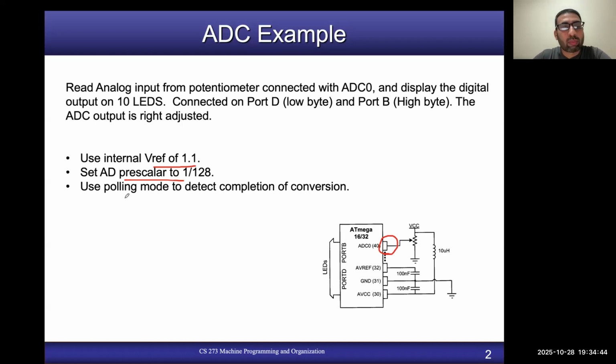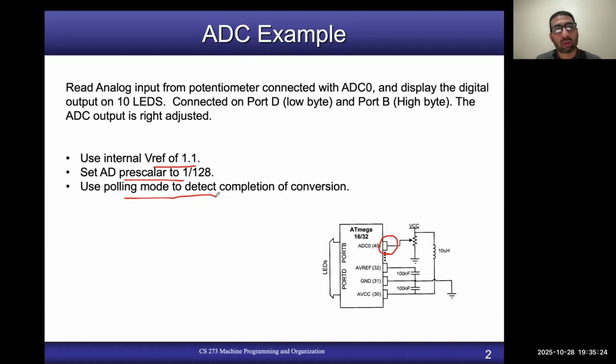And also you need to use the polling mode to detect completion of conversion, which means that you are not using interrupt mode. Remember last time we talked about that once your conversion of an analog signal into digital form is completed, a flag is set, which is the ADIF flag, right? But then once the data is ready in digital form, we need to do something with that data, for example, read it from the ADCL and ADCH registers and put it somewhere, so that those registers are available for the next conversion.